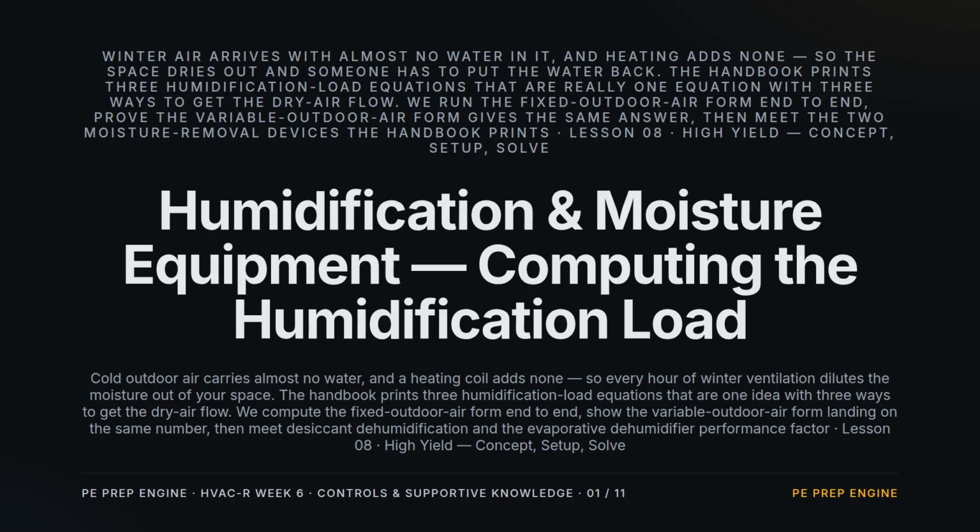Week 6, Lesson 8, Humidification and Moisture Equipment. Cold outdoor air carries almost no water, and a heating coil adds none, so every hour of winter ventilation dilutes the moisture right out of your space. The handbook prints 3 humidification load equations, and they're really one idea with 3 different ways to get the dry air flow. We'll compute the fixed outdoor air form end to end, show the variable outdoor air form landing on exactly the same number, then meet the 2 moisture removal devices the handbook actually prints.